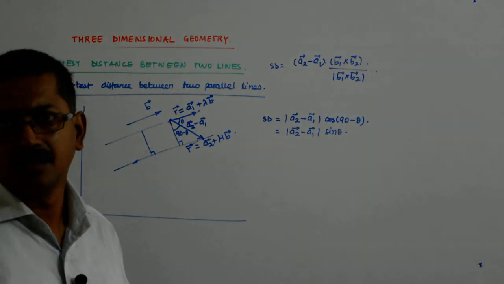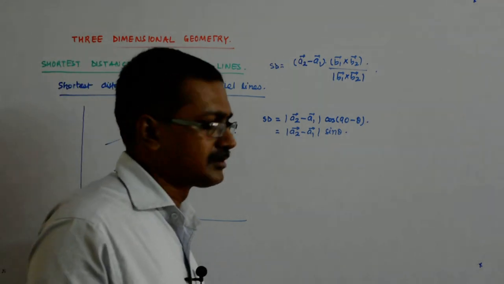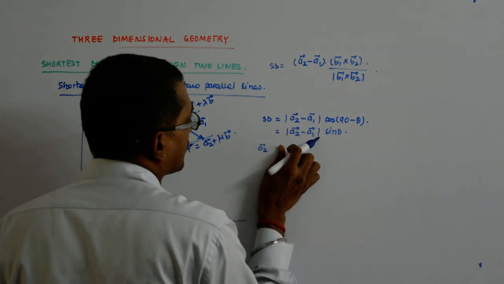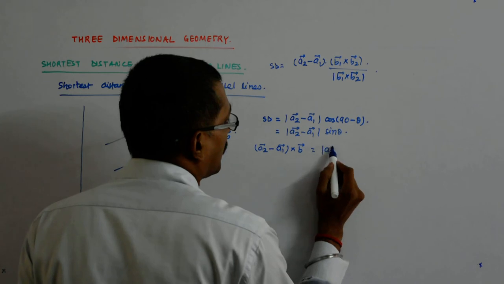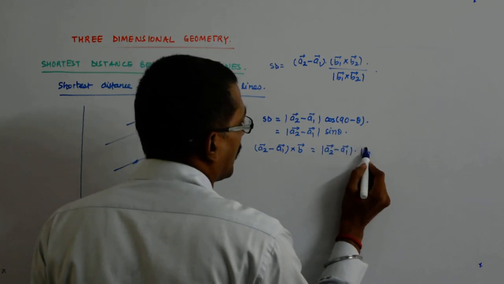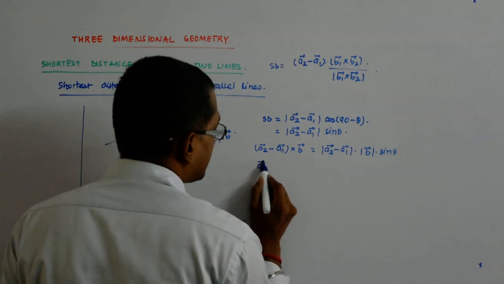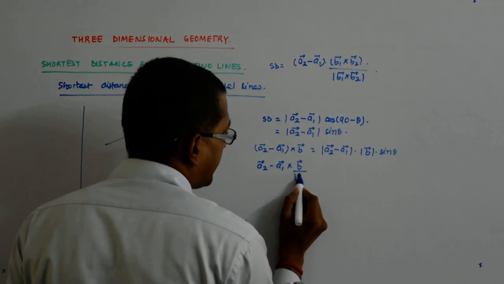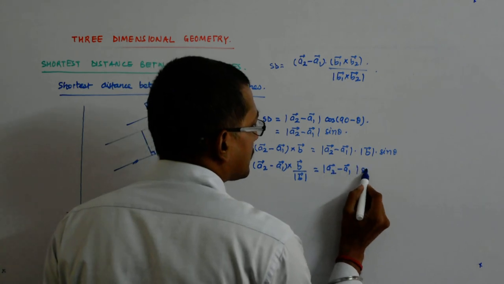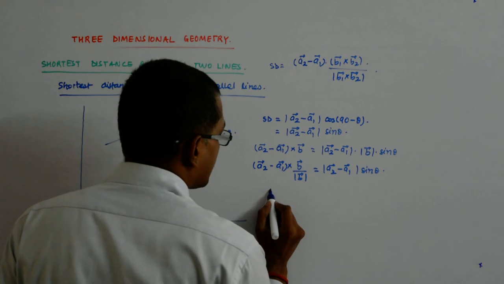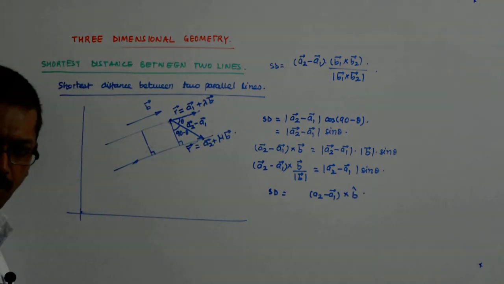If the angle between two vectors is theta, then the only way in which you will get sin theta is by crossing them. Is it not? So you see, if I cross A2 minus A1 cross B, then that gives me mod of A2 minus A1 into mod B into sin theta, and I want this part of it. So what do I do? I divide this by mod B. Is it not? So that gives me mod A2 minus A1 sin theta, and that is my shortest distance. So shortest distance becomes A2 minus A1 cross B cap. B upon mod B is what? B cap, right?